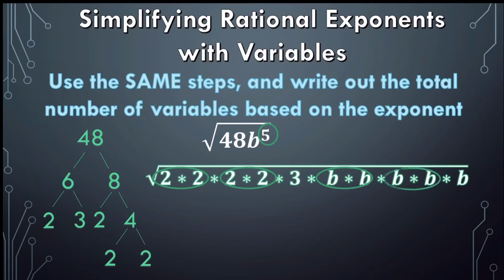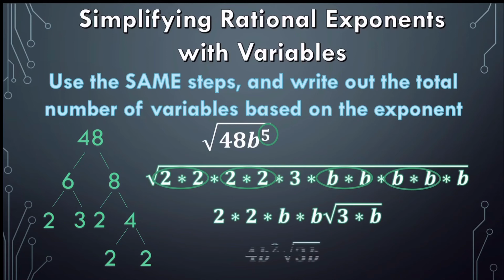So since they have a partner, I can bring them out. What am I bringing out? I brought out 2 2s and 2 b's. That 3 and the other b stay because I didn't have a partner. And I'm left with 4b squared times the square root of 3b.